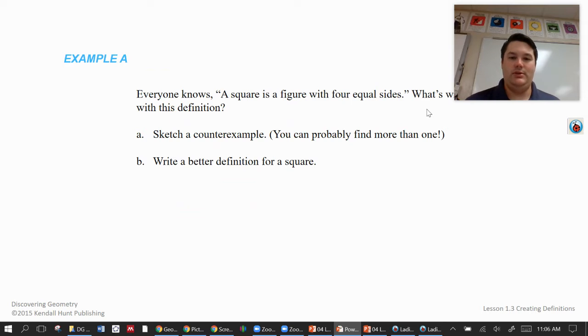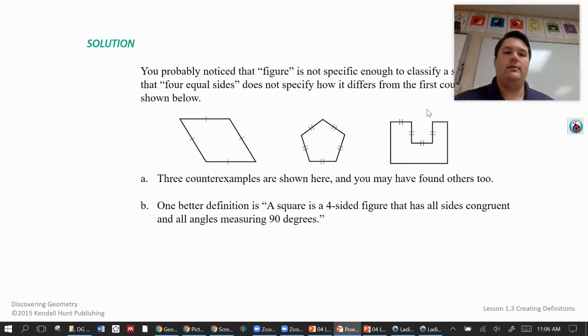Okay, now I want you to take a look at these examples here. Chances are you wrote a definition something along the lines of a square is a shape with 4 equal sides. All of these, according to that definition, are squares. This one right here has 4 equal sides. This one's got 5 equal sides, but 4 of them are equal too. This one here has 4 equal sides too. Why aren't these squares? We've got to be a little bit more specific.